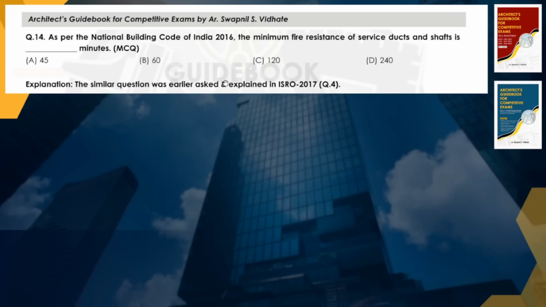You can check the question 4, that in that particular question they have asked the minimum fire resistance of some different part of a building, and here in question 14 they have asked what is the minimum fire resistance of service ducts and shafts in how many minutes. So here the correct answer is option C, that is 120 minutes. So in NBC you can read that minimum 120 minutes, that is 2 hour fire resistance, is required in case of a service duct or shaft. So here option C was the correct one.